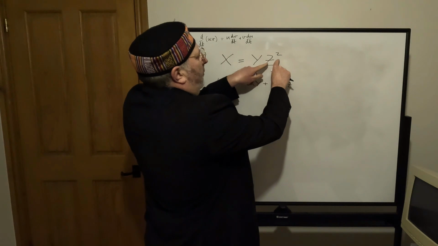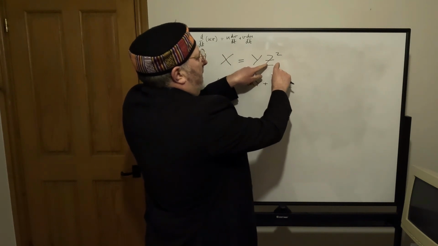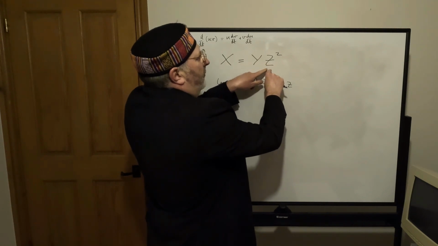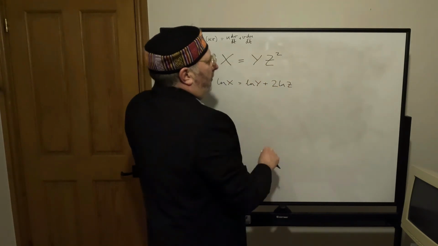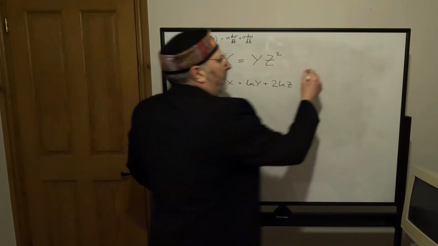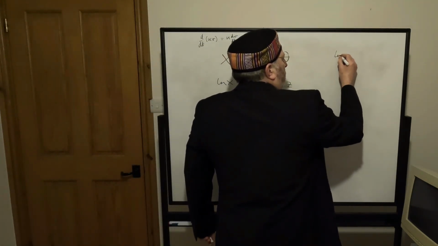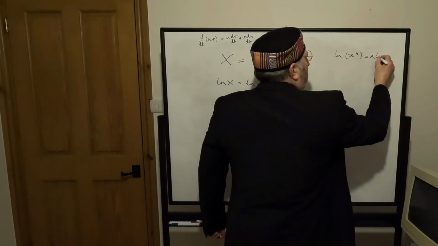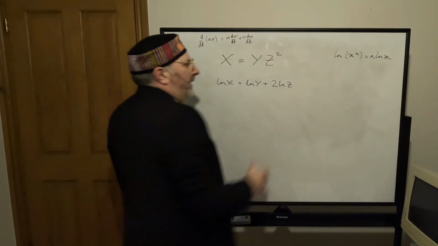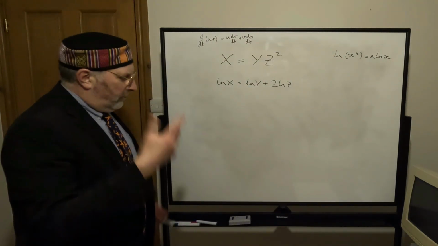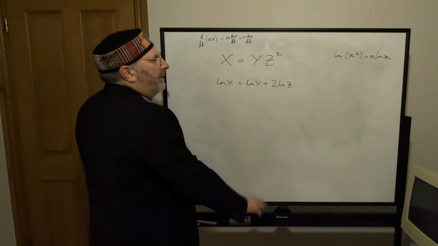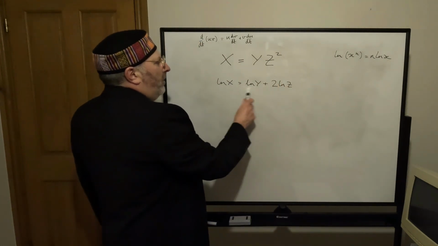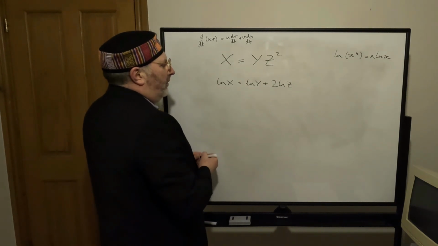So z squared is going to be z times z. So when we take the logarithm, it'll be log of z plus log of z. So it's 2 log z. But really the more general formula of log of x to the n is equal to n log x, which we could prove using our rules of exponents. But yes, so we're using that there. So we've now got log x equals log y plus 2 log z.